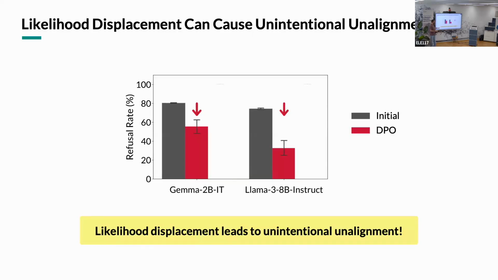To me, it was quite remarkable how substantial the drop is. Initially when we ran these experiments, we had initial theoretical insights that suggested this might happen, but it was still quite remarkable to see how significant the drop is. Because we try to align the language model and it unintentionally becomes unaligned.